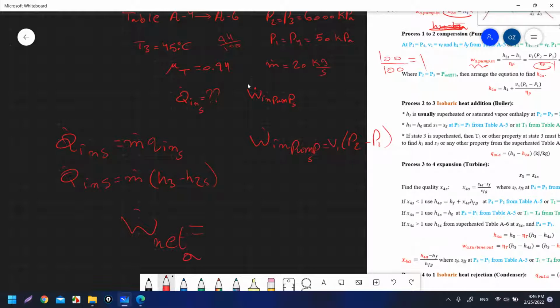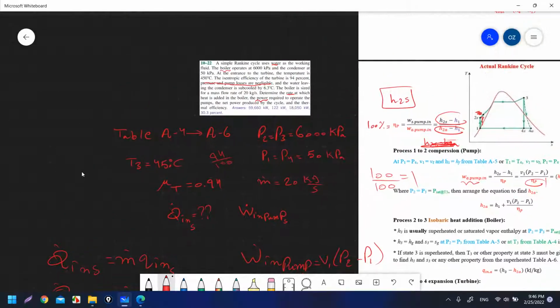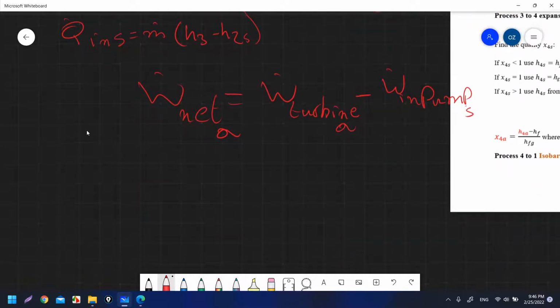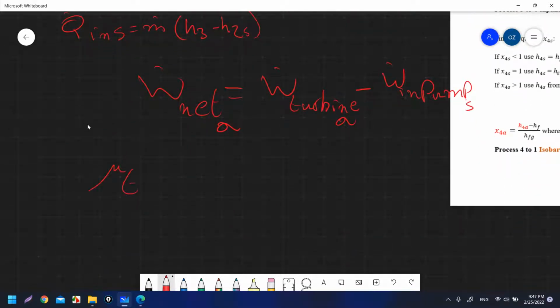And it is actual. Why actual? Because it will be W dot turbine out, which is actual because we have isentropic efficiency for the turbine, minus the work in for the pump. But the pump work is ideal, it is not actual, but the whole answer will be actual because we have a turbine work actual here, because the isentropic efficiency for the turbine is given.